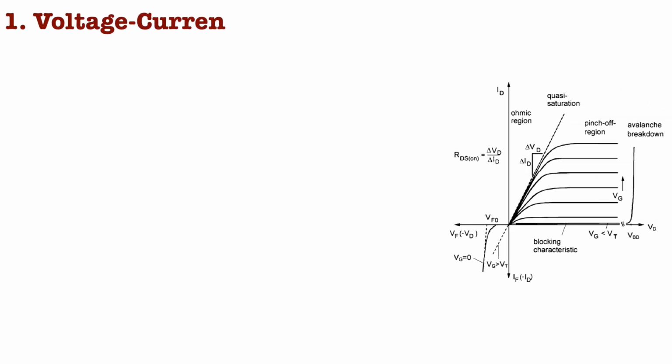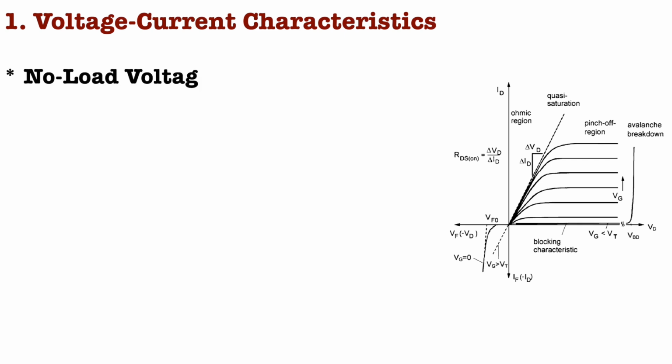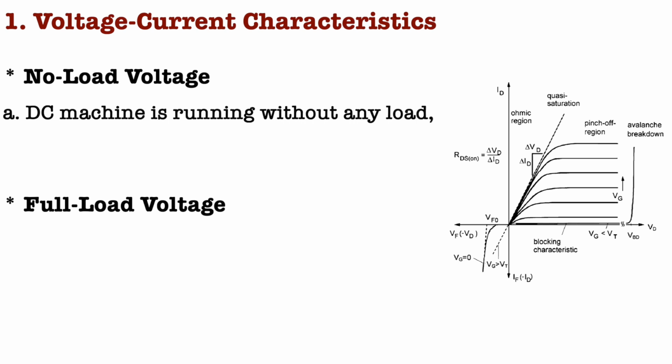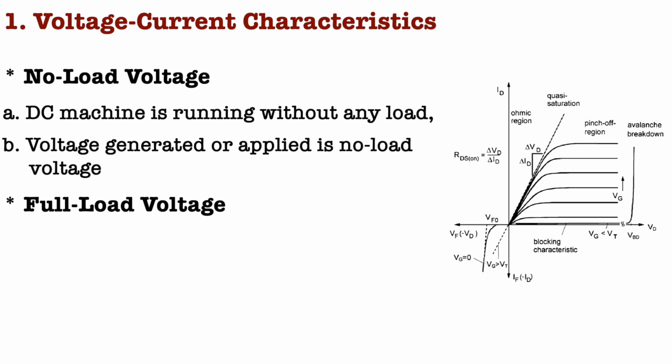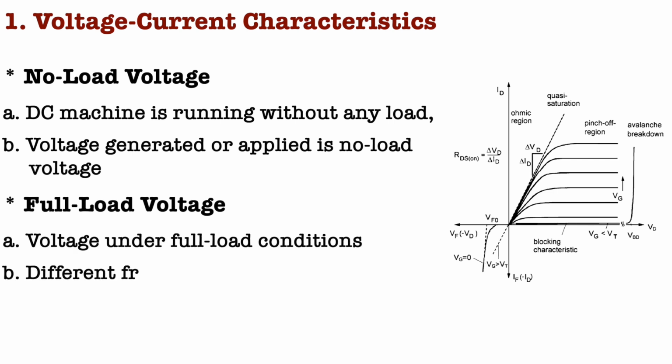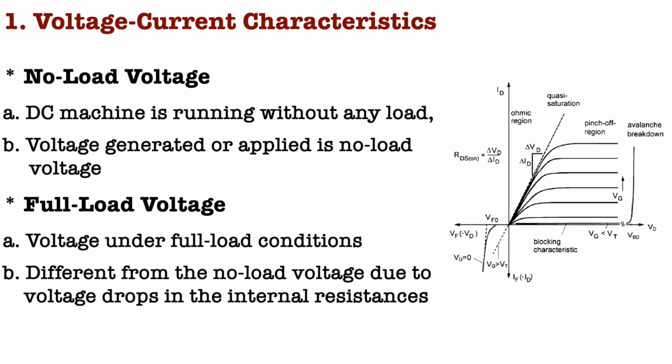The voltage current characteristics. When we say voltage, we have no load voltage and full load voltage. The no load voltage is the voltage when the machine is running without any load. The voltage generated or applied in that situation is the no load voltage. Full load voltage is the voltage under full load conditions and this can be different from no load voltage due to voltage drops in internal resistances.